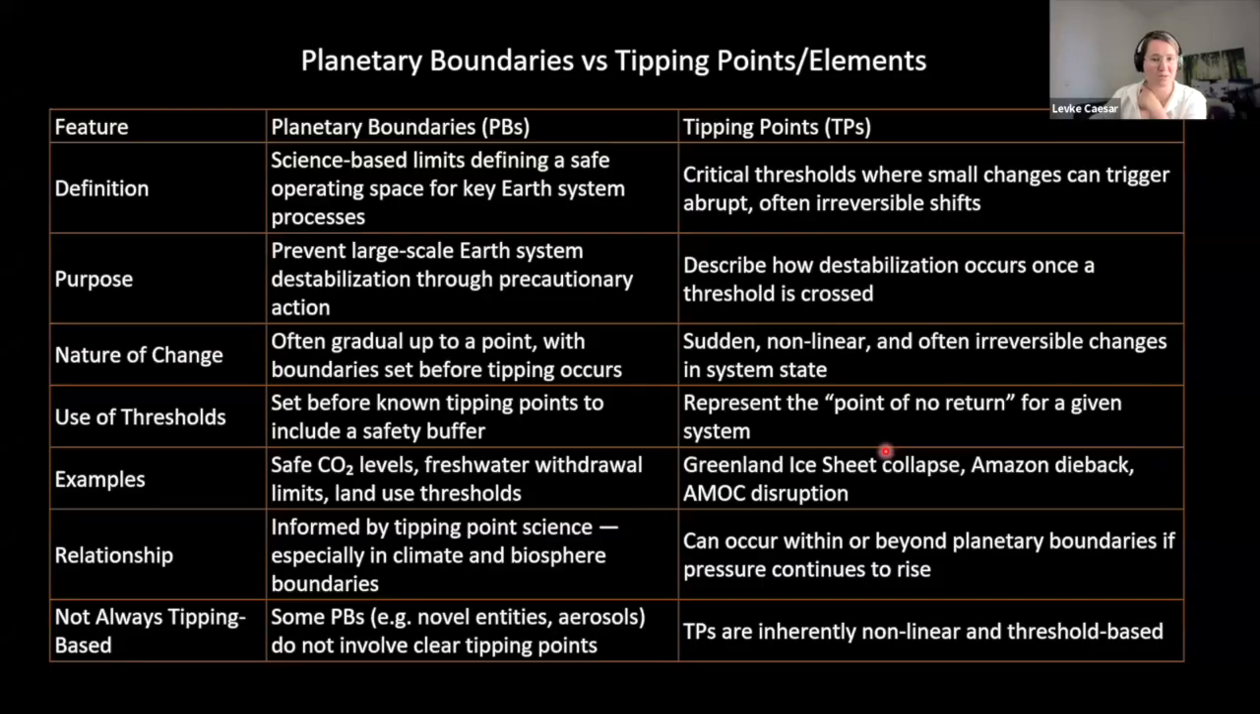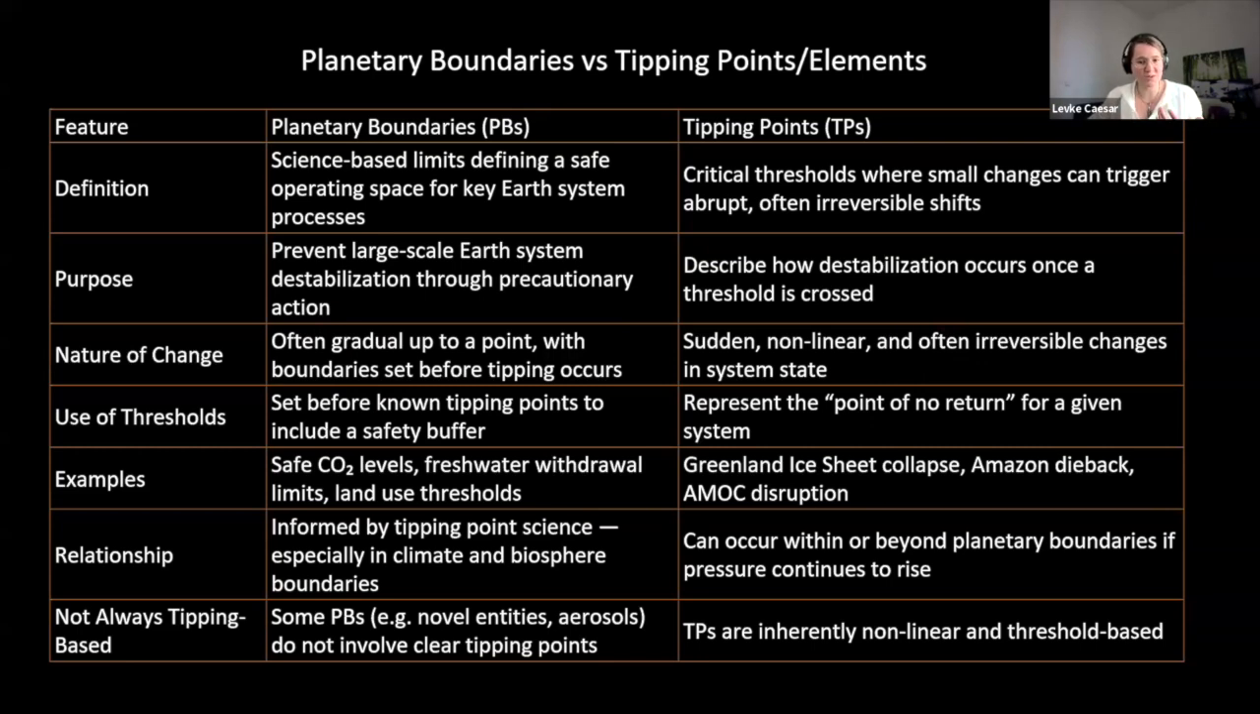And when we compare that to the planetary boundaries side by side, we can say that planetary boundaries are not those critical thresholds, but are rather the science-based limits that define the safe operating space for humanity, aiming at keeping key Earth system processes like climate, land, and freshwater in stable states. The purpose here is to prevent destabilization by staying well away from the thresholds. A tipping point doesn't really have a purpose. It's more a description of where we have a threshold at which destabilization occurs.